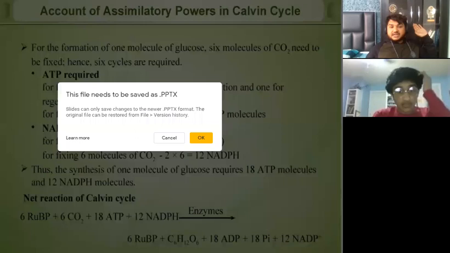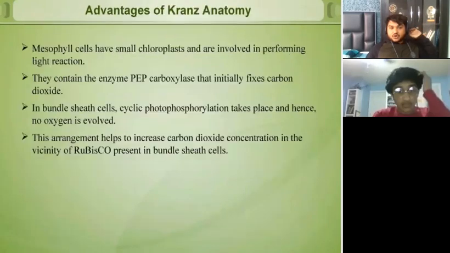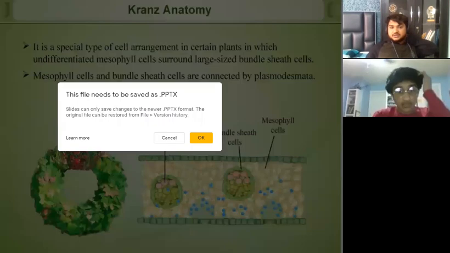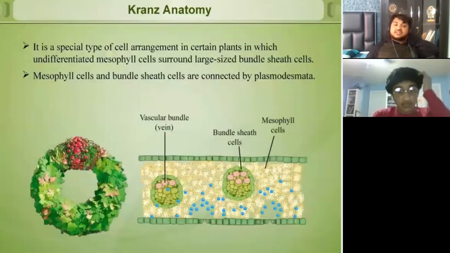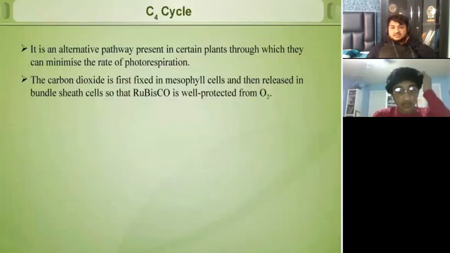So our ultimate aim is what? To protect the Rubisco from the oxygen. Because if they take the oxygen, then they will do the photorespiration. And photorespiration is bad. So that's why we have to protect our Rubisco from the oxygen.